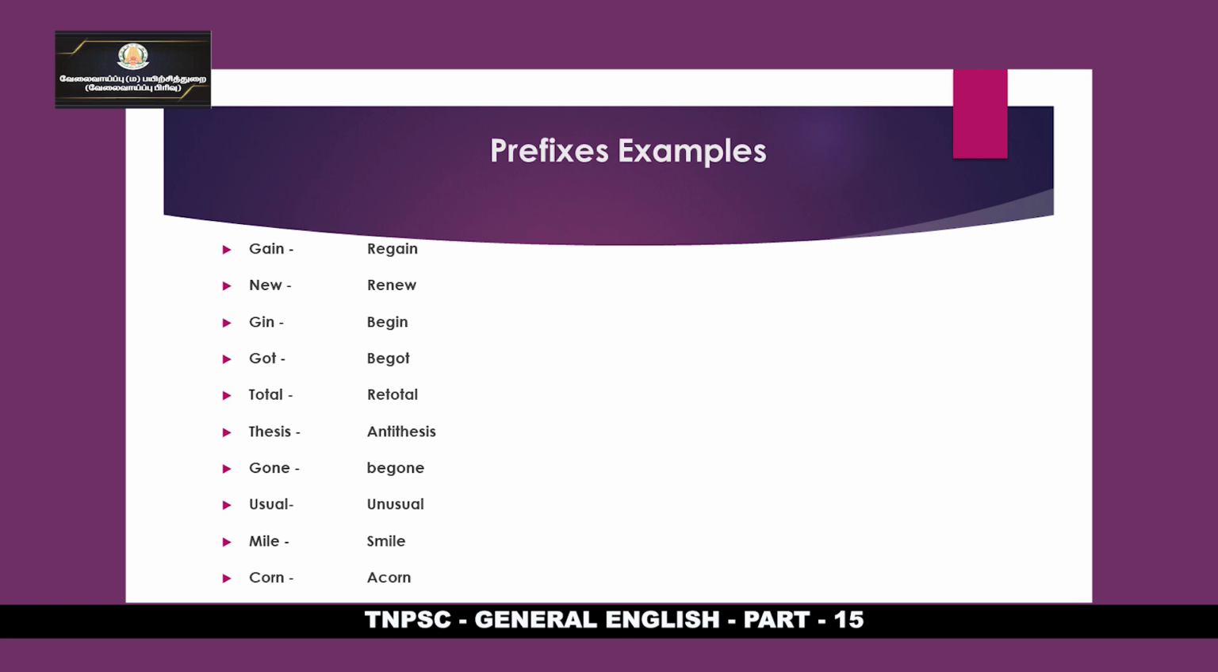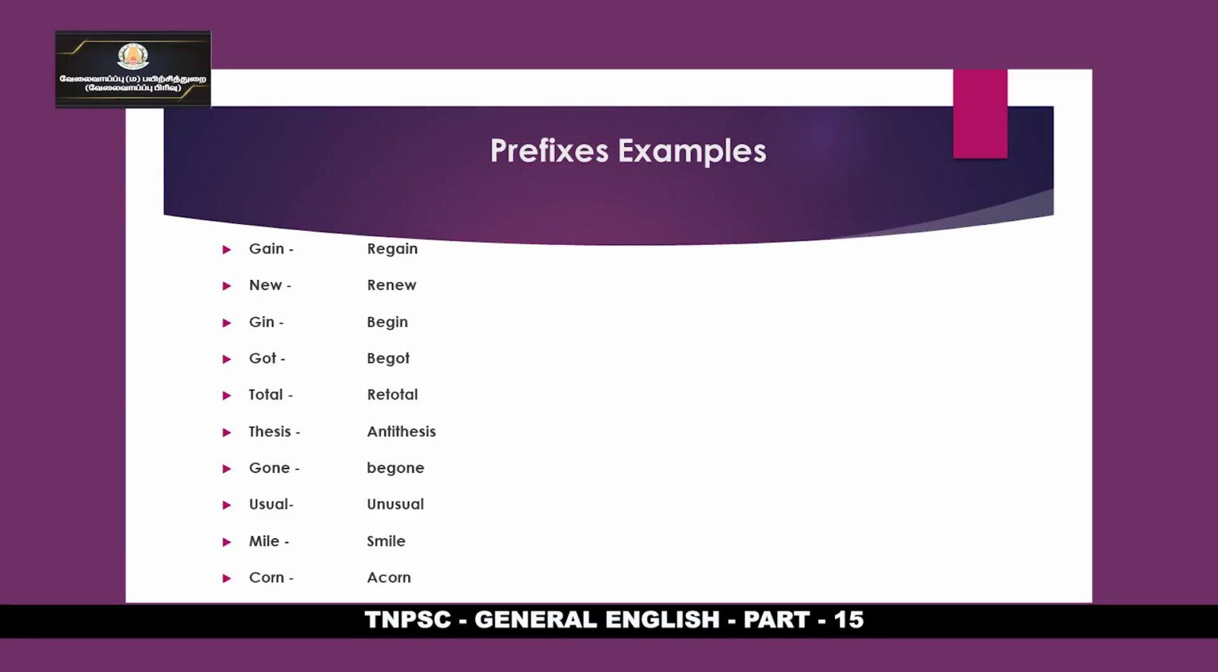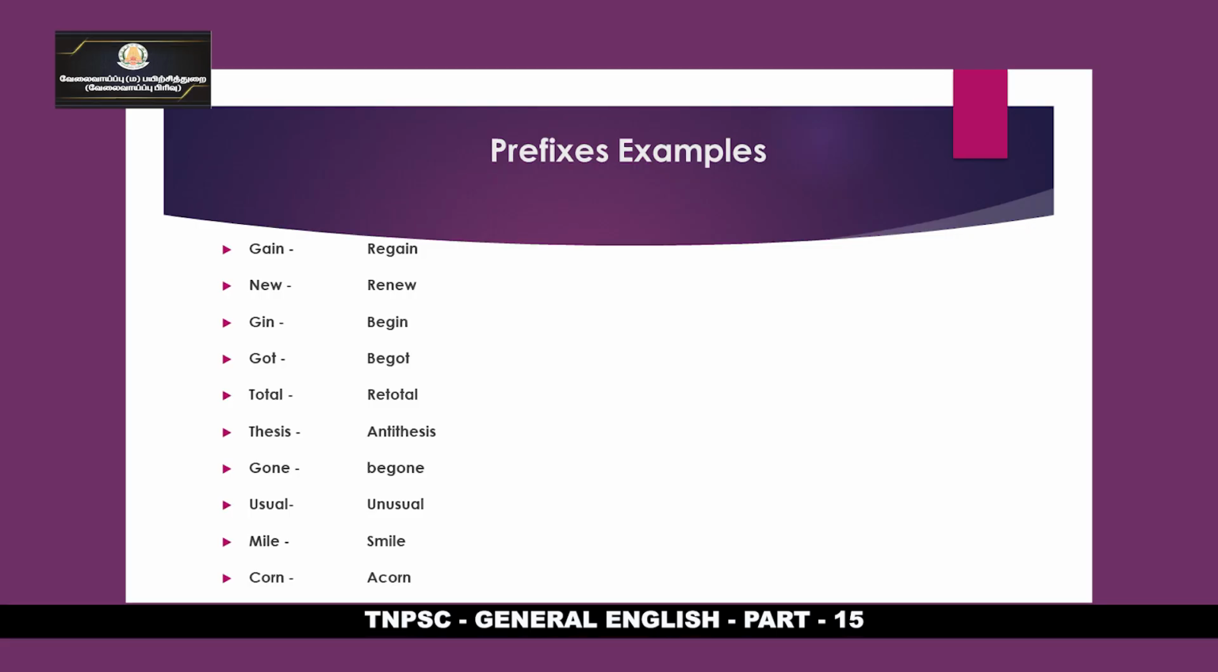Total, retotal. Thesis, you of course know what a PhD work is, so you call writing a research paper for a length of pages, you call that as a thesis. So, antithesis is the opposite. For example, antithesis of say happiness is sorrow. Gone, begone. Begone is getting angry and asking somebody to be gone from your sight.